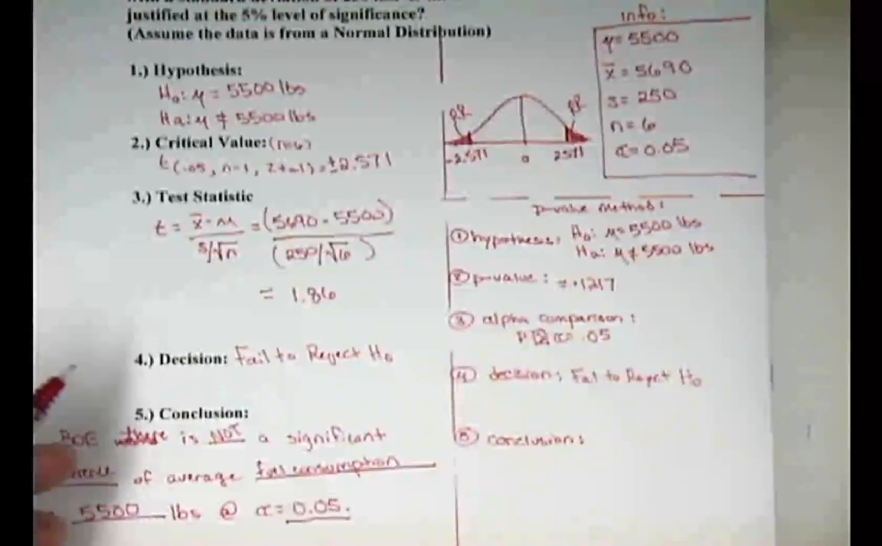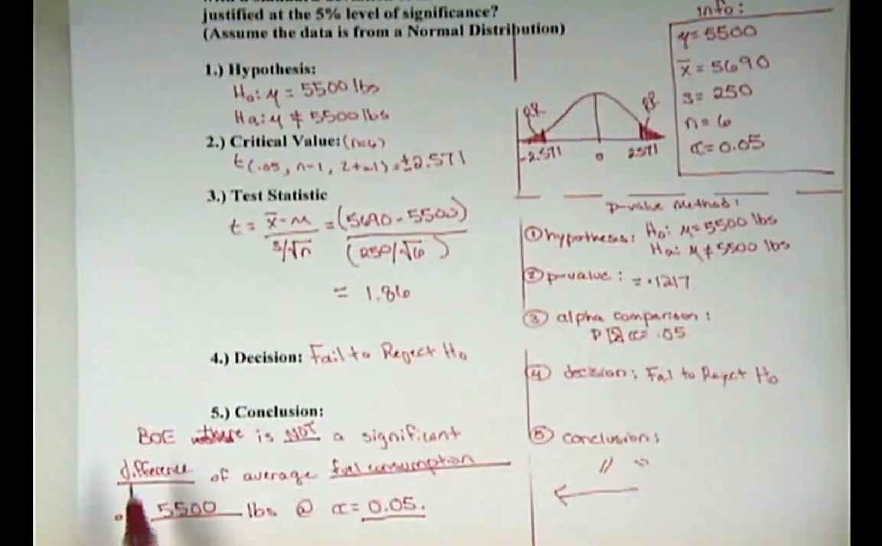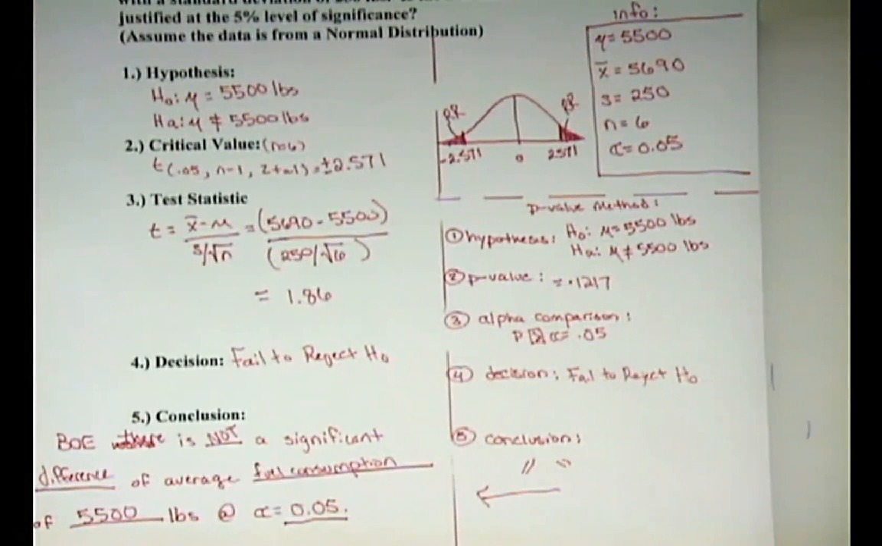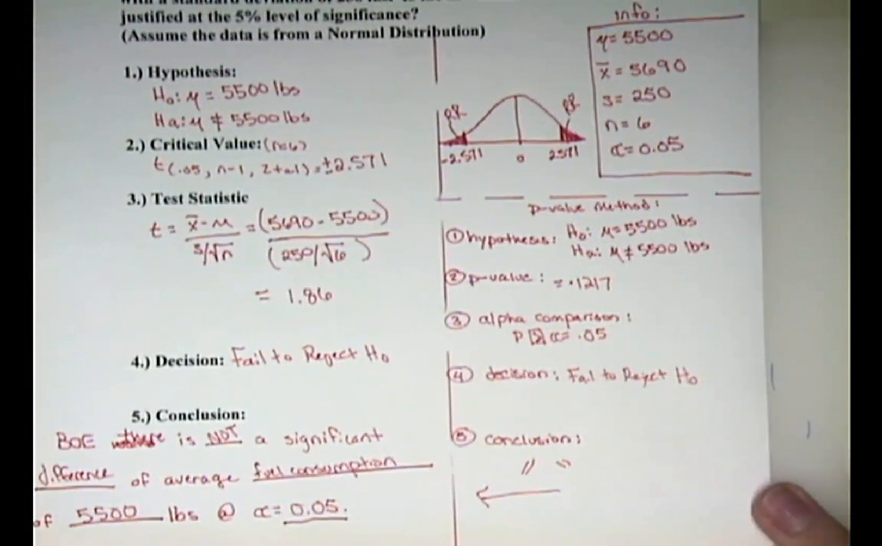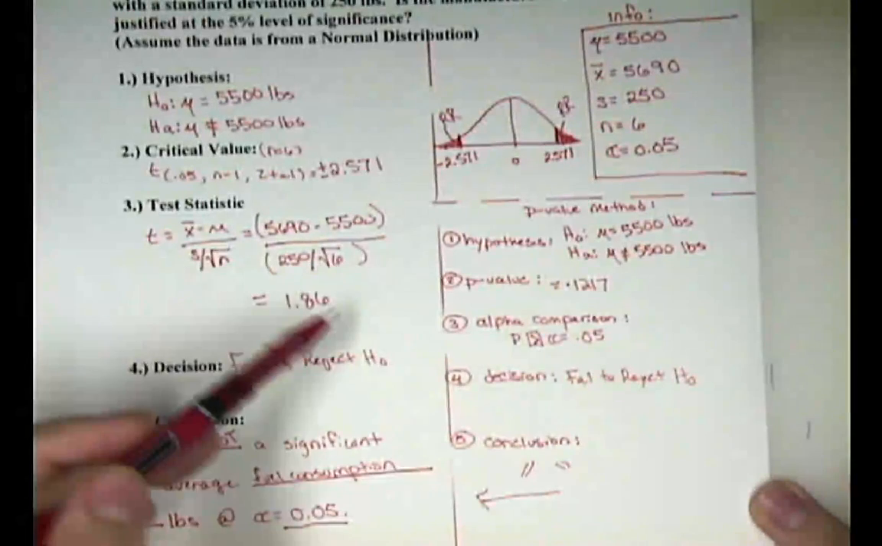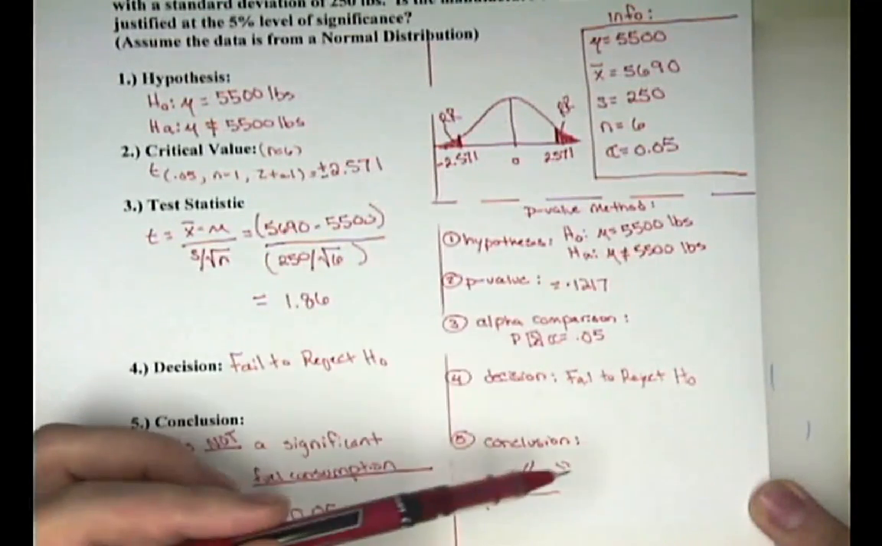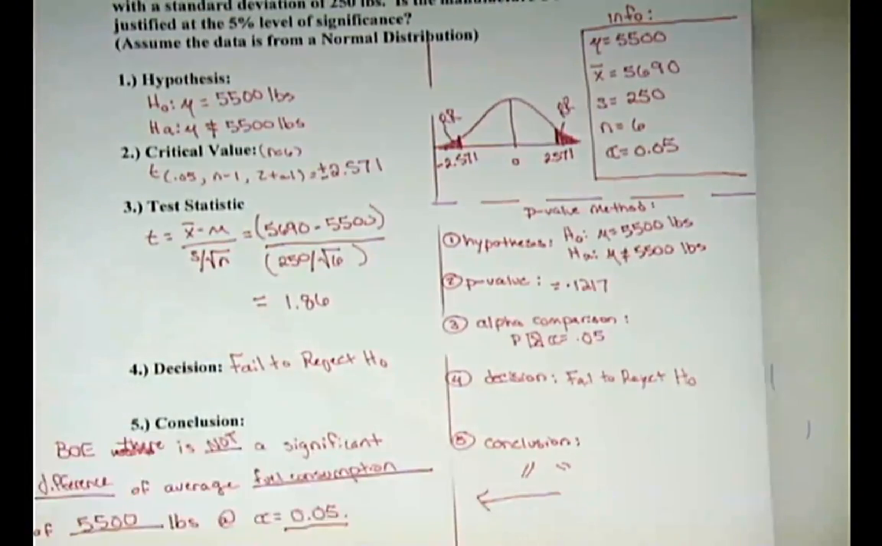Our conclusion will be the same based on the evidence. Based on the evidence, there is not a significant difference of average fuel consumption of 5,500 pounds at alpha 0.05. Okay? So this was the same problem, but instead of the critical value method where we had to do some calculation and some table lookup, we utilized the graphing calculator to do the p-value method, and really it made the process go quite smoothly. Okay, so that is the p-value method utilizing your grapher calculator on page 99.